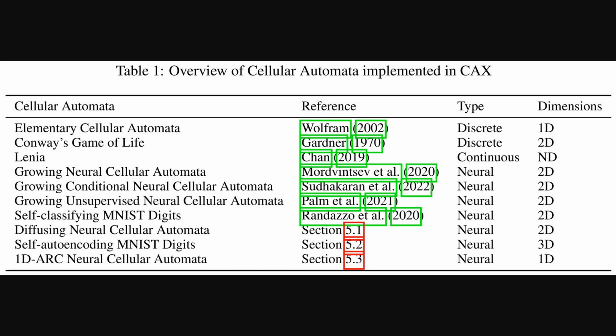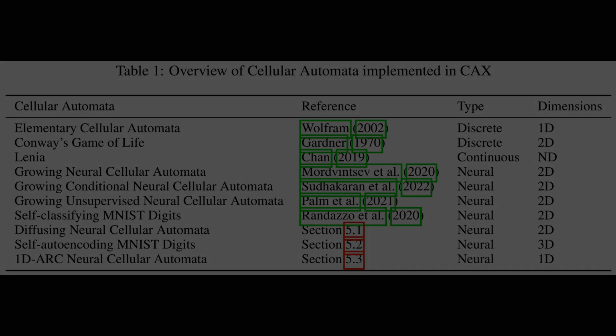Following those impressive speedups, this table gives a more detailed overview of the specific CA models implemented within CAX. Okay, it lists everything from 1D elementary CAs and 2D Game of Life to continuous linear and a whole range of neural CAs, including novel ones explored later in the paper. It really underscores the library's wide applicability across discrete, continuous, and neural types in various dimensions, reinforcing that versatility we saw earlier.